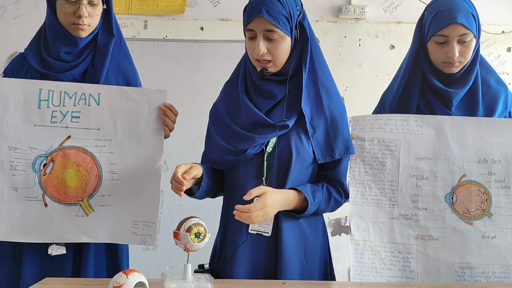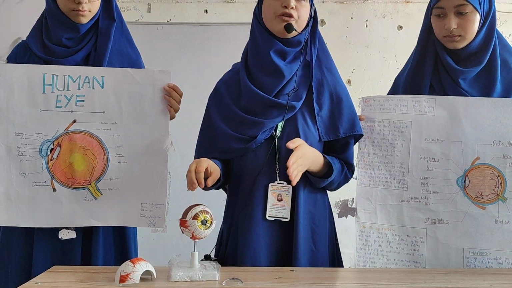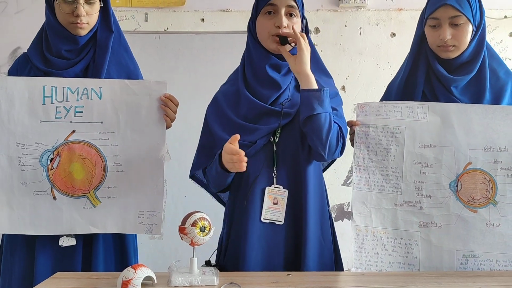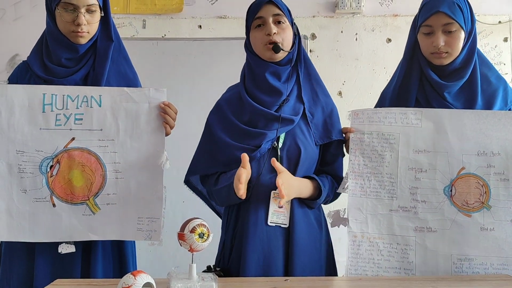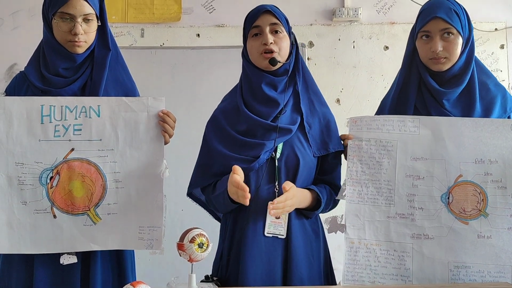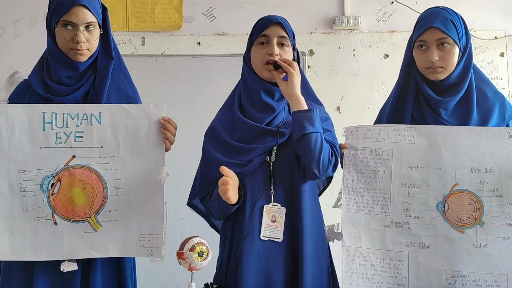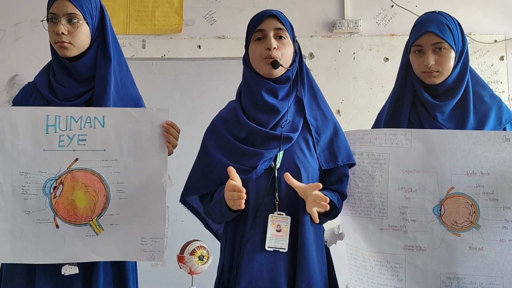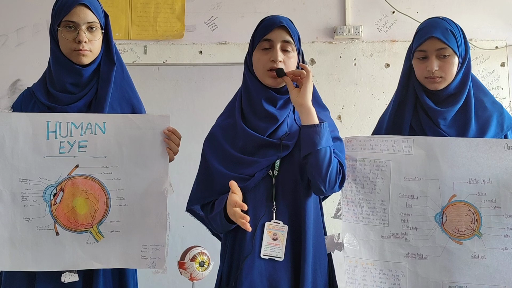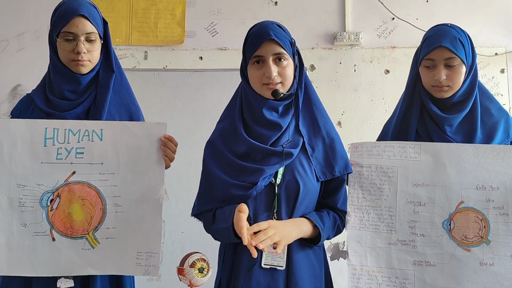Now, at the front of the eye, we have a fluid present inside the eye between the cornea and eye lens called the aqueous humor. What is the function of the aqueous humor? The aqueous humor maintains the pressure inside the eye. And another function of the aqueous humor is that it provides nutrition such as amino acids and glucose to the different parts of the eye such as the cornea and eye lens.